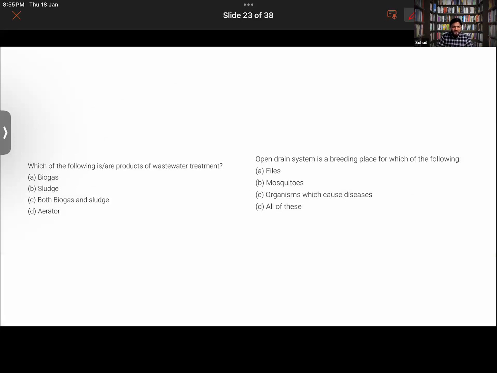Some more questions are there. Which of the following are products of wastewater treatment plant? So answer in the chat box. You don't have to say it.